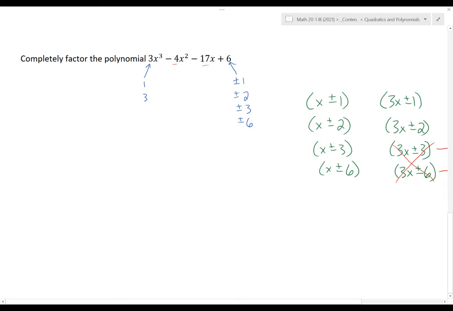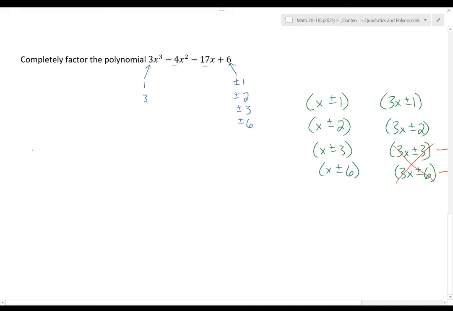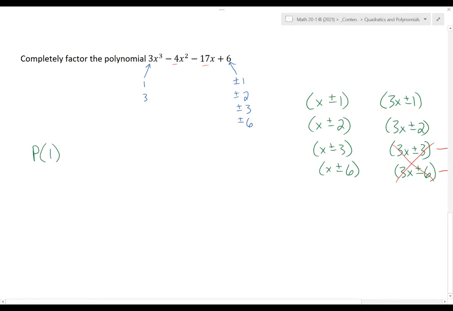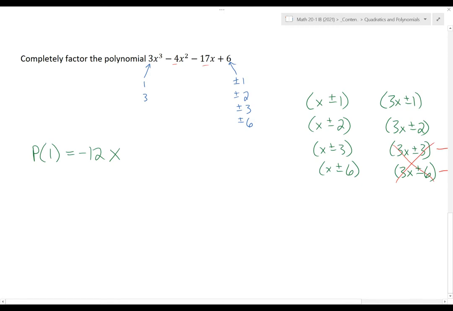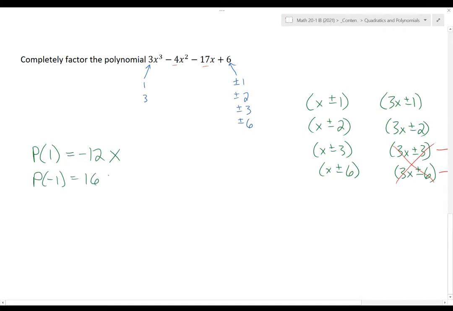So in the first example, I've got x plus 1, let's say. So that means, I'm going to start with x minus 1, so b equals 1. I'm going to see what happens if I substitute 1 into this polynomial. So I've got 3 times 1 cubed minus 4 times 1 squared minus 17 times 1 plus 6, and I get negative 12. So that one is not a factor because it has a remainder of negative 12. If I substitute negative 1 now in, I end up with 16, so also not a factor.